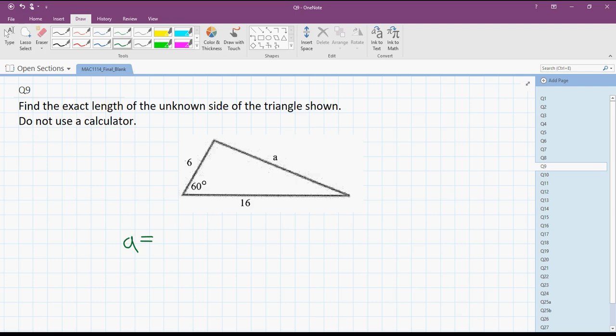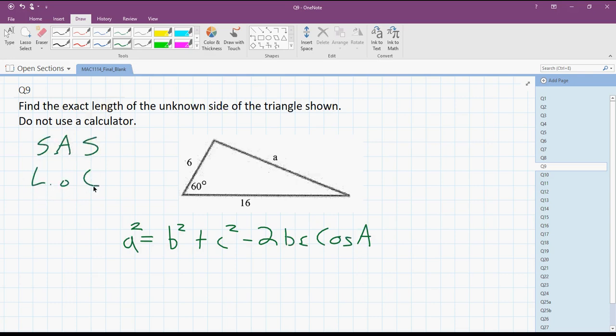Okay? So this is a squared equals, well, we start plugging in everybody else. Remember, that's going to be your b squared plus your c squared minus 2bc cosine of angle A. That's what the full law of cosines looks like for this. Again, because this is side angle side, that's a law of cosines idea. So we just plug in what we know.